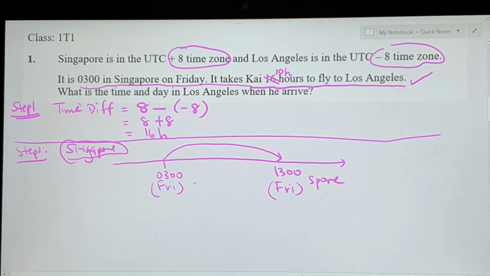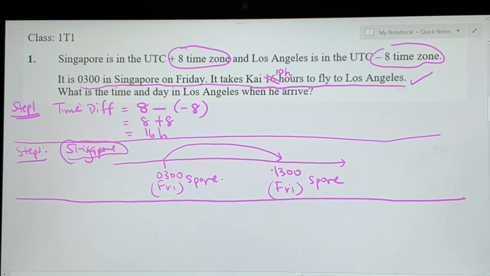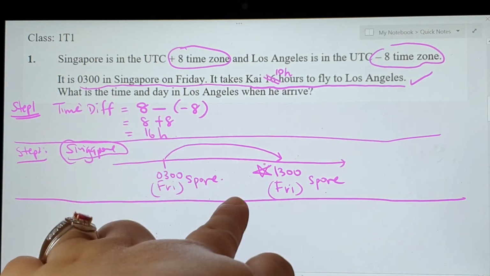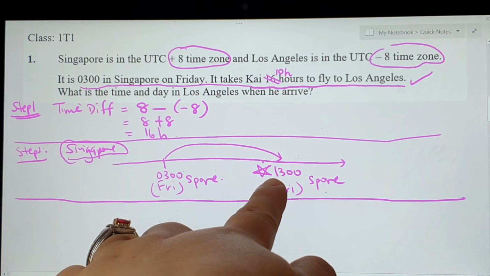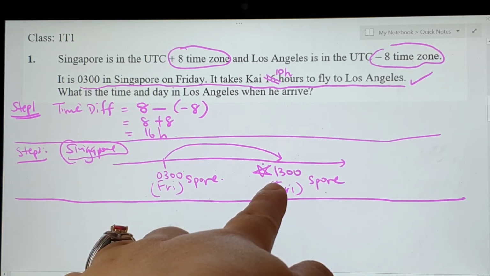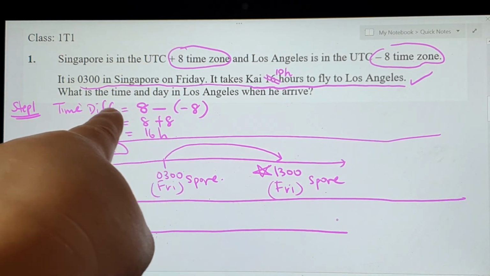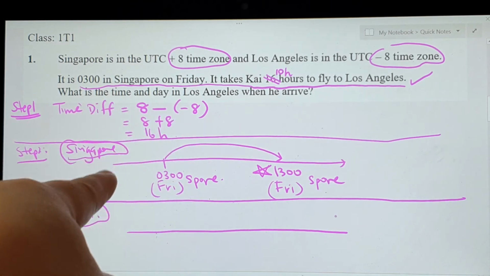Alright, now we cannot say that's the answer yet. Why? Because the question asks us for the time and day in Los Angeles. This is the time that Kai actually reaches Los Angeles by Singapore time. Now we want the Los Angeles time. So we need to use this time difference.